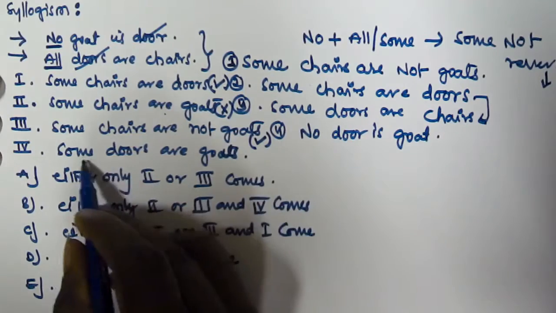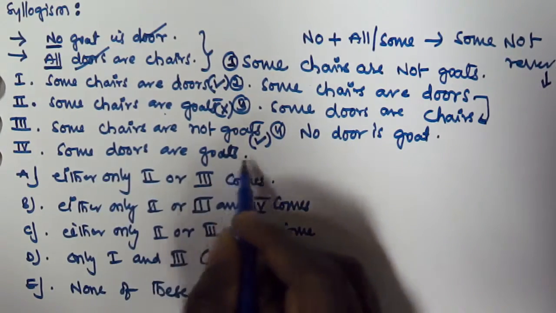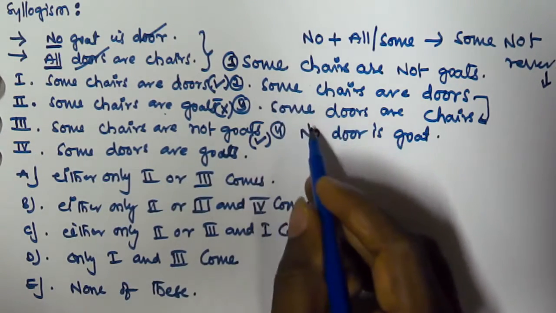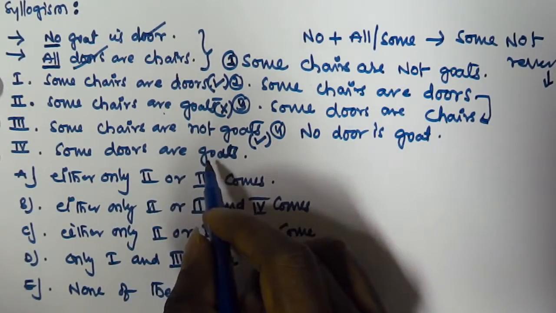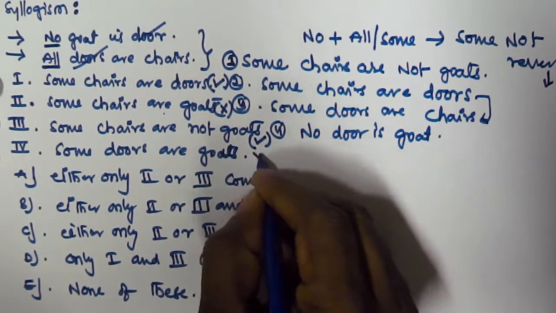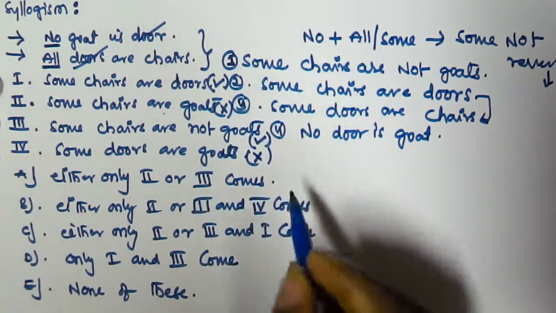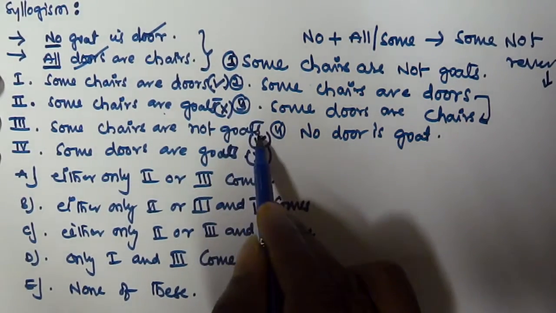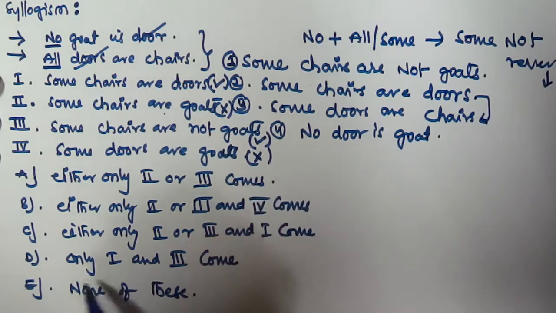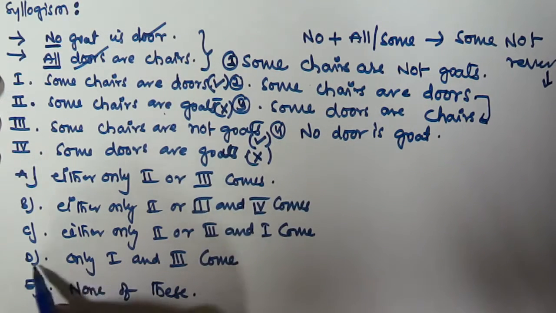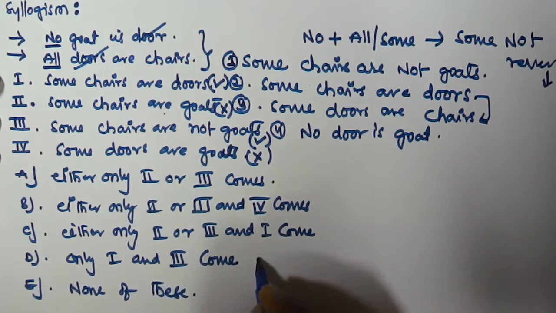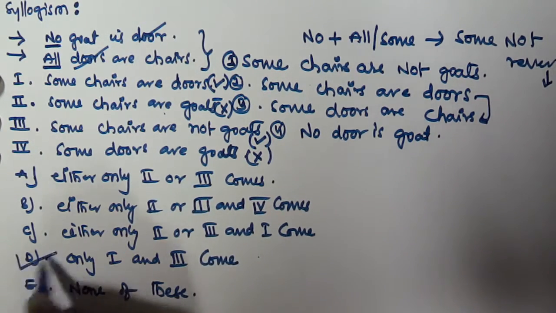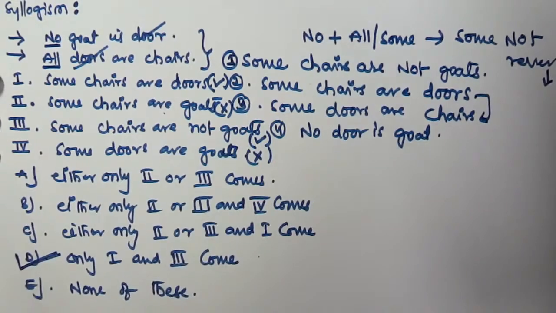And the fourth one, some doors are goats. So there is no relationship between the doors and goats. Okay, doors and goats. So this one is also false. Okay, so that means only the first and the third are true. So if you observe, the D option is specifying only 1 and 3 comes. So that means the option D is the right answer.